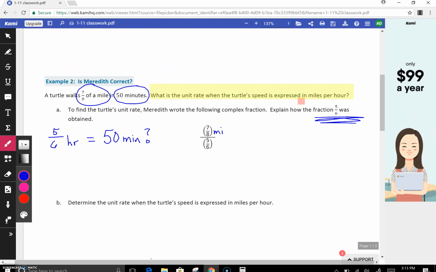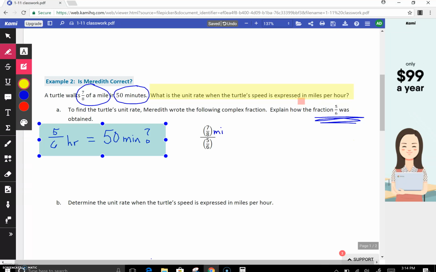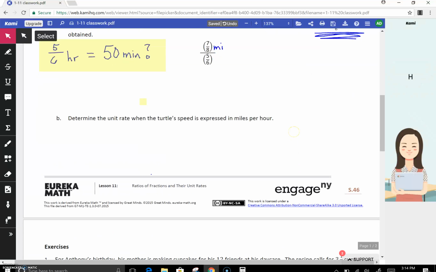So if we go back here, that's where the 5/6 came from, because 50 minutes is 5/6 of an hour. They're equivalent, so Meredith just chose to use a fraction instead of 50 minutes. And since they're the same value, she's allowed to do that. Determine the unit rate when the turtle's speed is expressed in miles per hour. We're going to have just enough time to do that. I'm going to set it up on another slide, and you guys will copy down, and then we'll try some of these exercises.